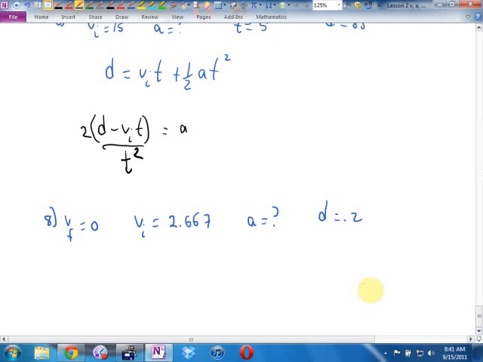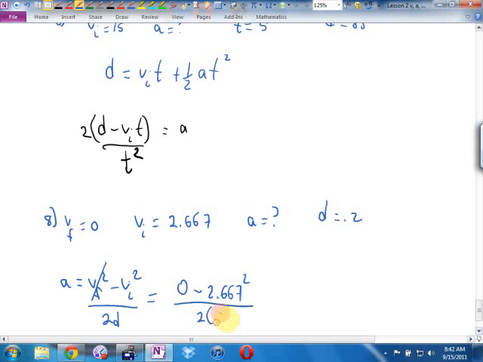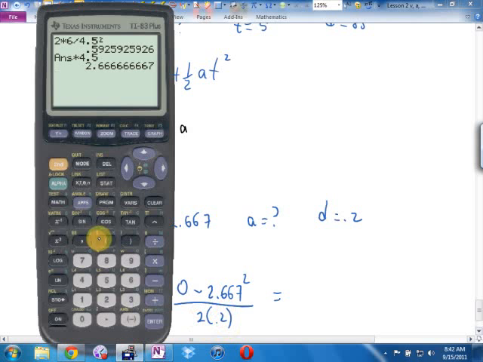A equals VF squared minus VI squared all over 2D. VF is 0. I'll get a negative acceleration, which is good because I am slowing down. I'll get 0 minus 2.667 squared, all divided by 2 times 0.2. I'm going to use this value since it's stored on my calculator instead of 2.667 squared, divided by 2 times 0.2. Tell me the answer is 8.9.